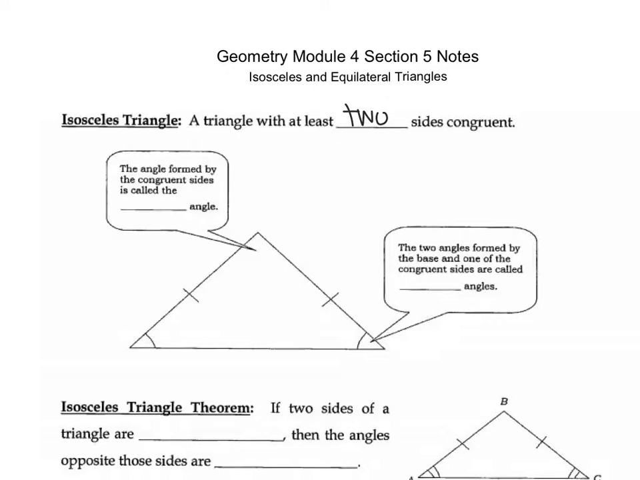The angle formed by the congruent sides is called the vertex angle. And then the two angles formed by the base and one of the congruent sides are called the base angles. And just a reminder, the base angles are always opposite the congruent sides.